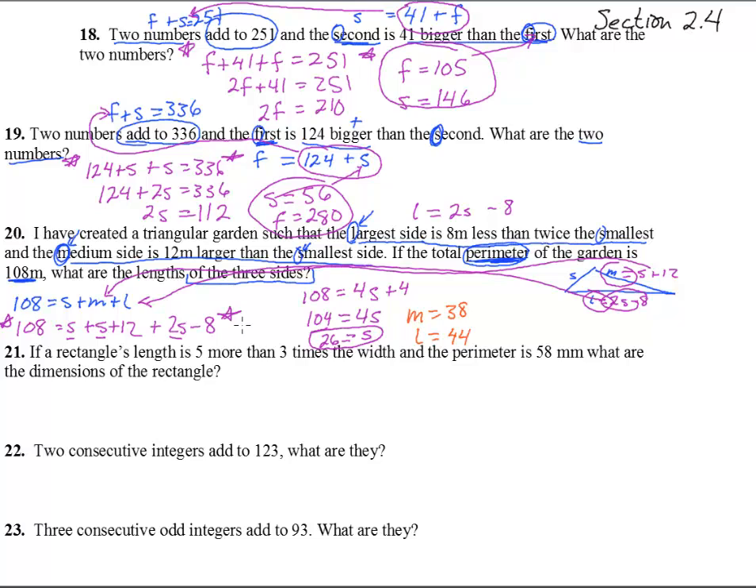Now, what's amazing about this is that it all works. Look at this. This is like magic. If you actually read this out, the largest side is 8 less than twice the smallest. The medium side is 12 larger than the smallest. And if you add all three of these up, you get 108. And we better make sure we're in meters. So meters, meters, meters. And that is our answer.